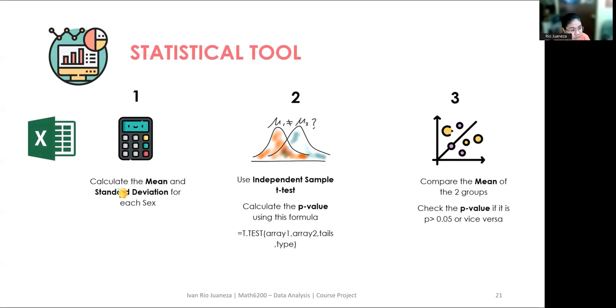Number 1, calculate the mean and standard deviation for each sex. Use independent sample t-test, calculate the p-value using this formula, and lastly, compare the mean of the two groups and check if the p-value is greater than or equal to 0.05 or less than 0.05. Before we proceed to the computation, I have here again a bar chart that shows a graphical presentation of the level of job performance of each group.